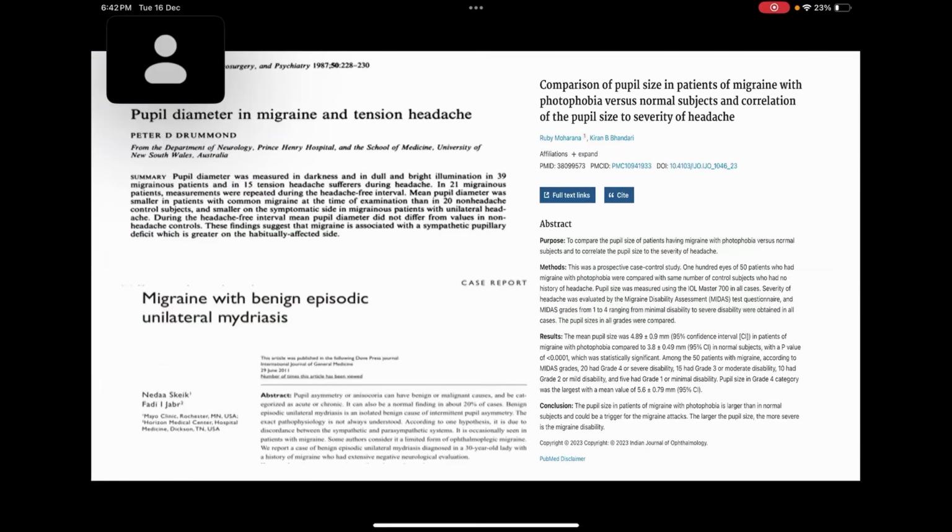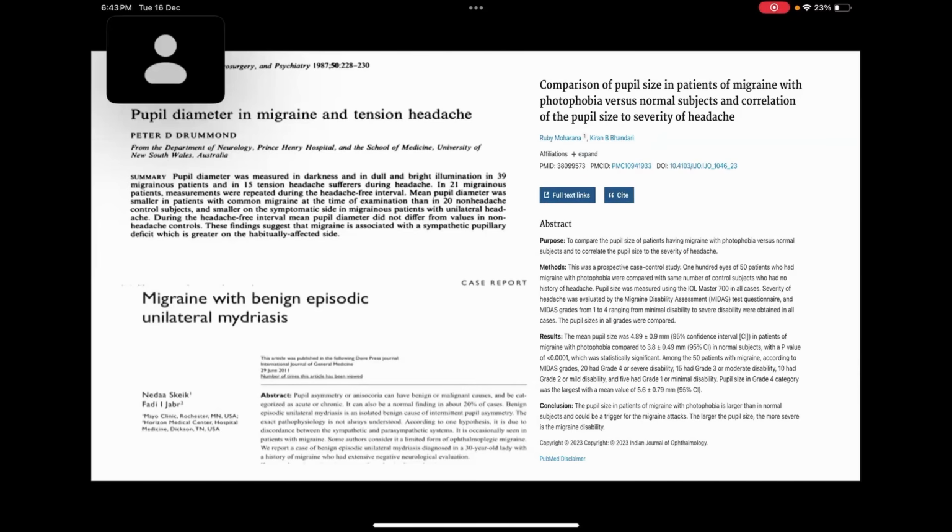If you can see the article here, pupil diameter in migraine and tension headaches was studied, published in 1987. They compared mean pupillary diameter in patients having common migraine at the time of examination with controls having no headache. It was noted that the pupillary size was on the smaller side, attributed to maybe a sympathetic pupillary deficit. And in the non-headache interval, the pupillary diameter did not show any difference.